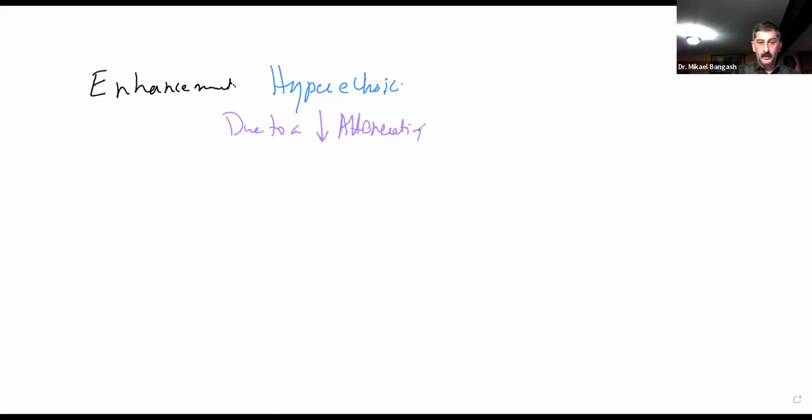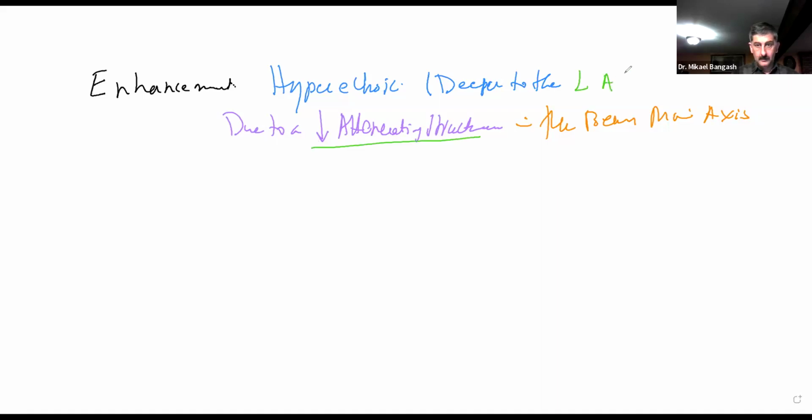The reason for enhancement was due to a low attenuating structure in the beam's main axis. And these hyperechoic reflections are going to be deeper to the low attenuating structure.